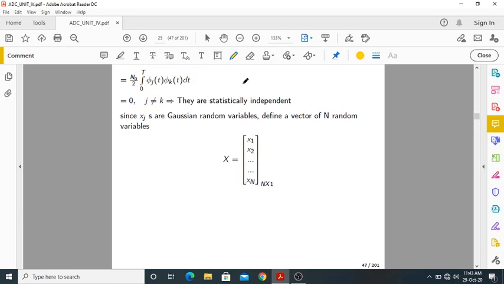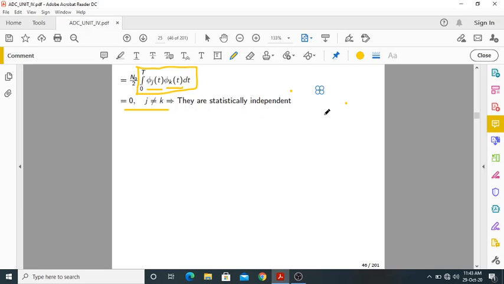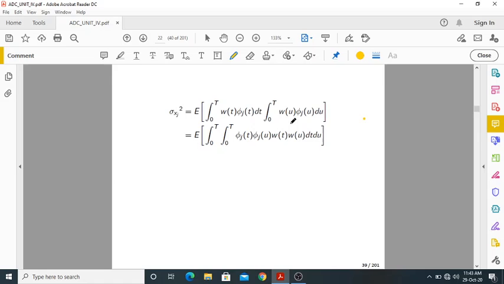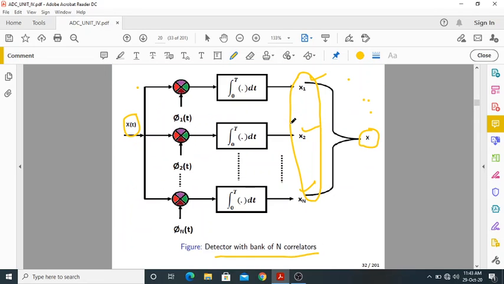Now here the covariance of the outputs of the bank of n correlators is 0. If the covariance is 0, they are independent. But the converse will not be true. I told you already. So if the covariance is 0, they are obviously independent of each other. What are independent? Statistical independent. Here we are dealing with these outputs of the correlators x1, x2, xn. They are having different mean values. They are having same variance n naught by 2. That is also equal to power spectral density.